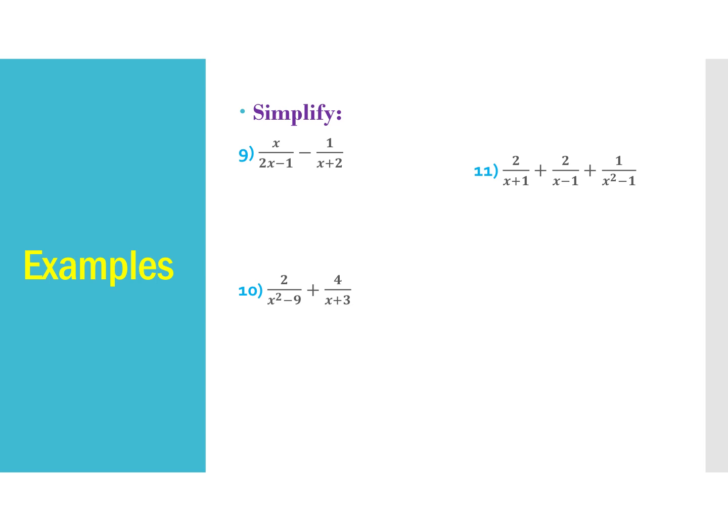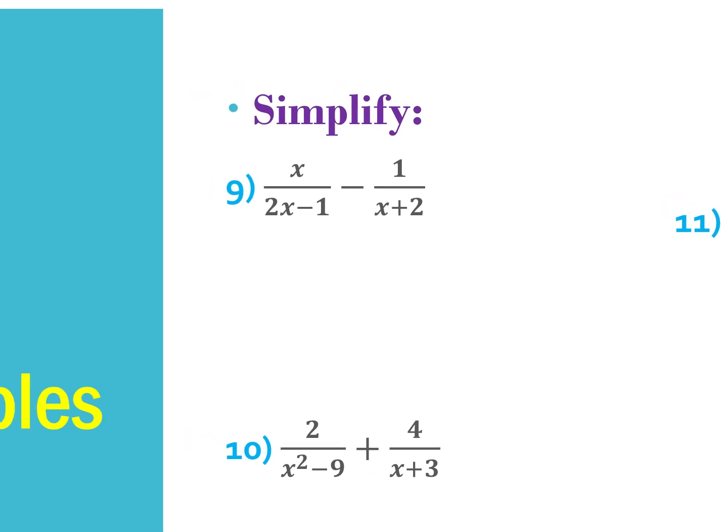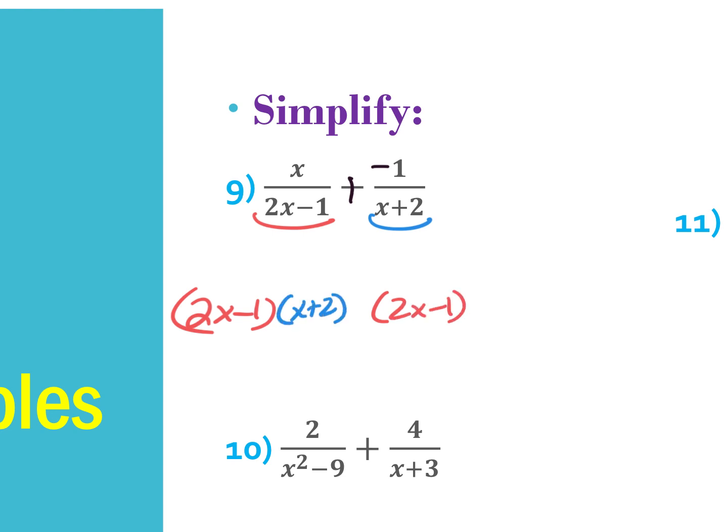All right, number 9. Again, my LCD here is going to be both. So it's going to be the 2x minus 1 and the x plus 2. Again, I'm going to do the keep change flip at the beginning and make this a -1 right now. So my LCD, 2x minus 1 for both, and the x plus 2. Plus sign. It's got an x here, and then it's got the -1 there.